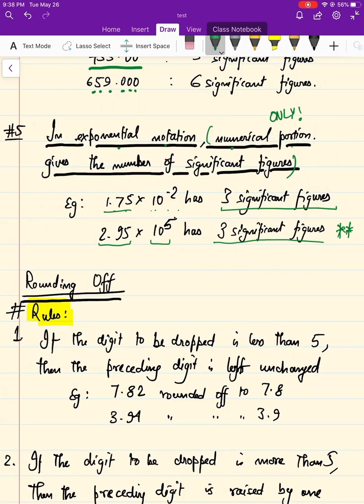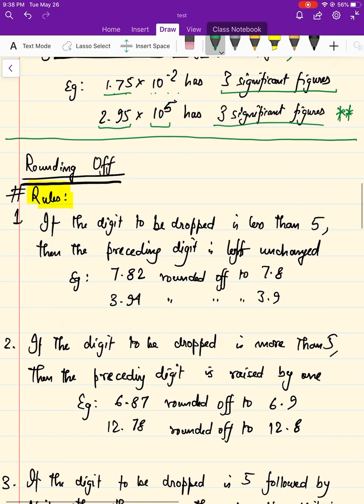Coming on to the next topic, rounding off, and as you well know from your childhood, rounding off describes certain rules, and these are pretty important when you are trying to solve a problem which relies on a lower number of digits than the one that you're working on. So the first rule: if the digit to be dropped is less than 5, then the preceding digit is left unchanged, as you might see. So 7.82 is rounded off to 7.8, because the 2 is less than 5, of course, so it's dropped. Again, 3.94 is rounded to 3.9.